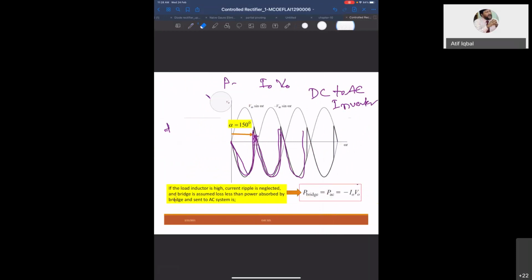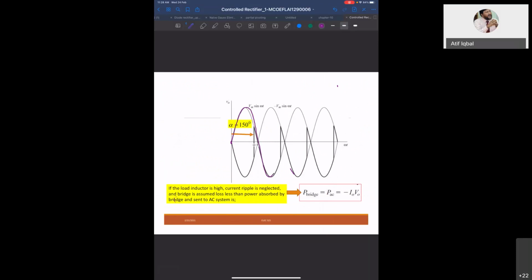This is my source voltage. This is my positive cycle, and this is my negative cycle. Now, when alpha is more than 90 degrees, this is 90 degrees, say for example 150 degrees, the thyristor starts conducting at this point.